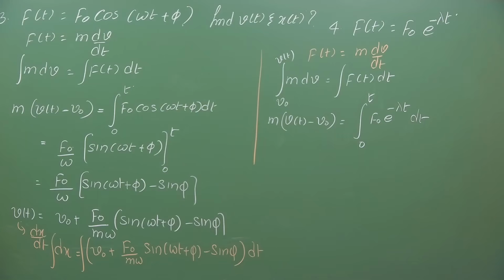What is e raised to minus lambda t integral? E raised to minus lambda t by minus lambda. Substitute the limits. Whenever minus sign is there, which limit you will substitute first? Lower limit. I think you will get 1 minus e raised to minus lambda t something. After that again proceed, find x of t.